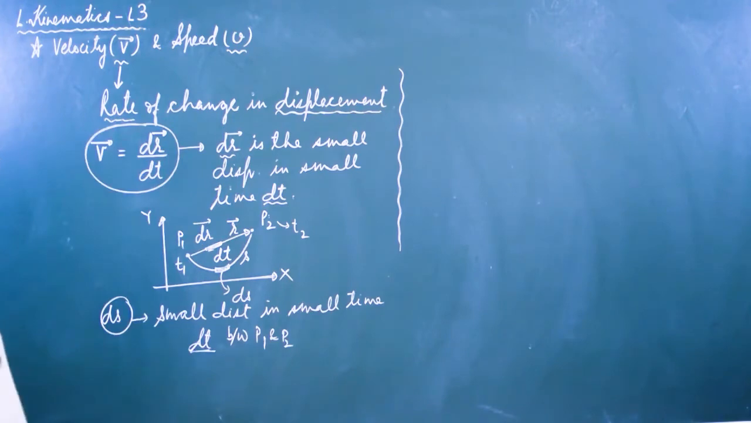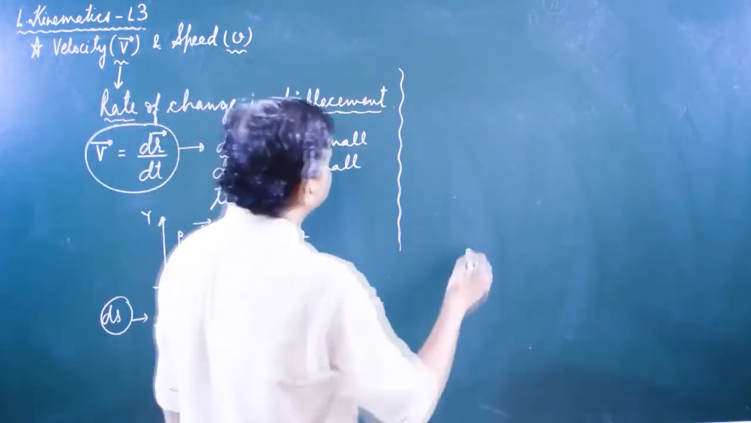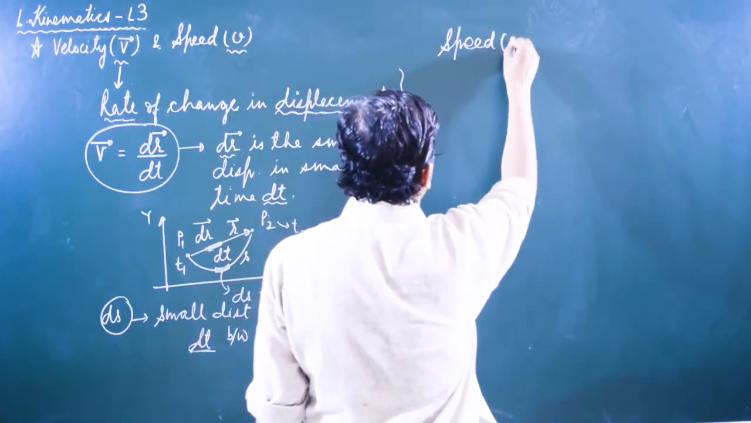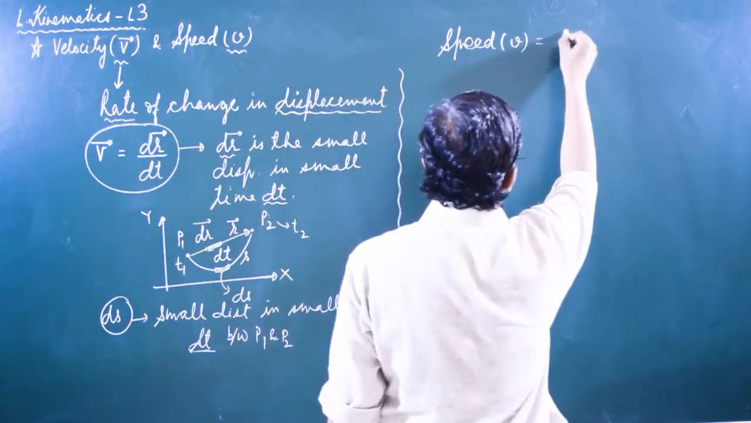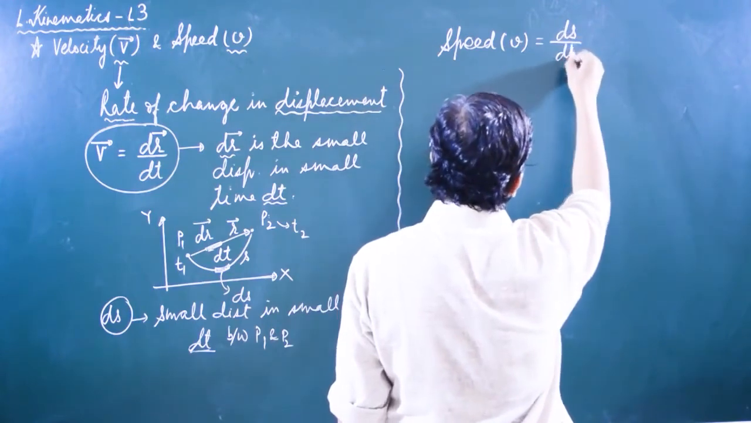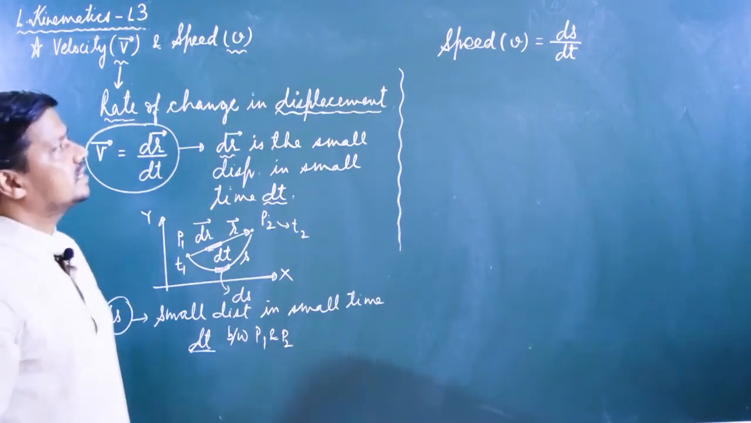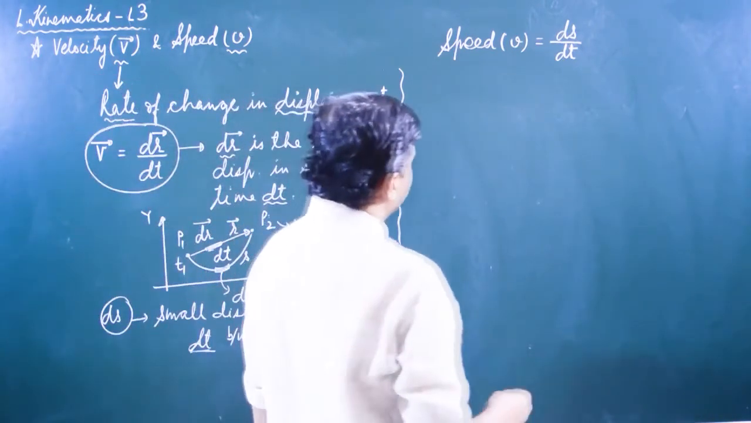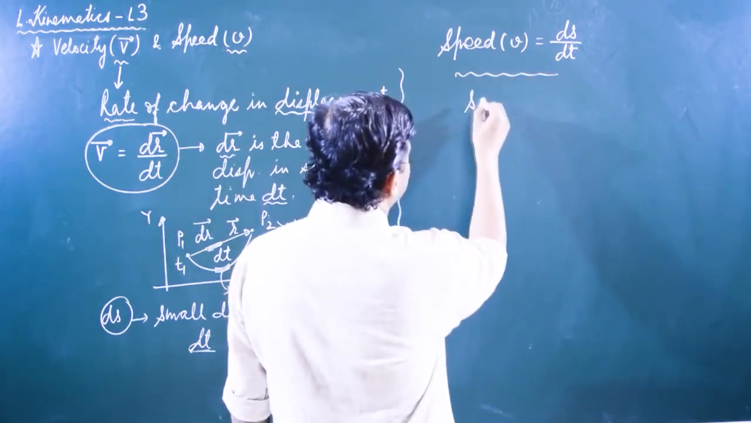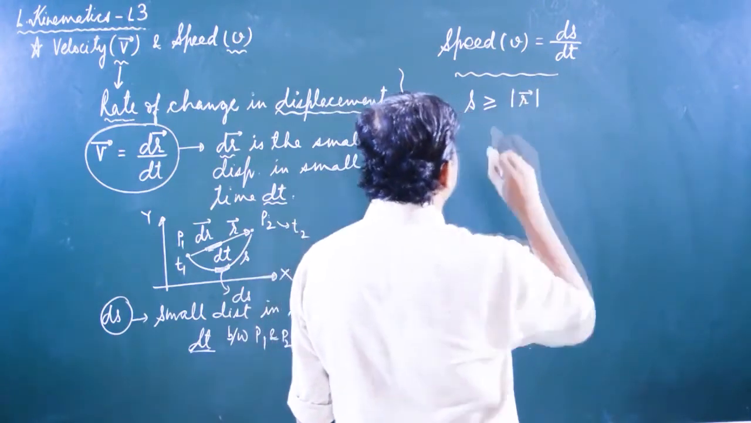So velocity is the rate of change in displacement, while speed is what? The rate of change in distance. So if we come to the speed, it is the rate of change in distance, that is small change in distance by small time, ds by dt. Okay, so speed is a scalar quantity. Now see, we have distance always greater than or equal to the magnitude of displacement.